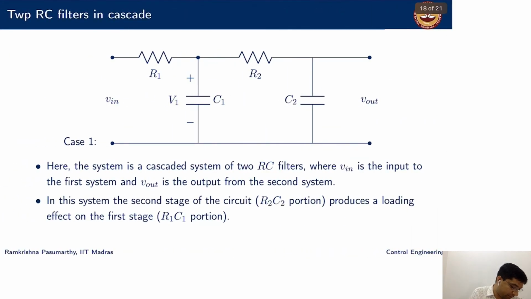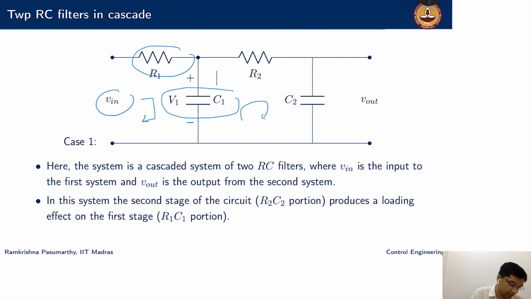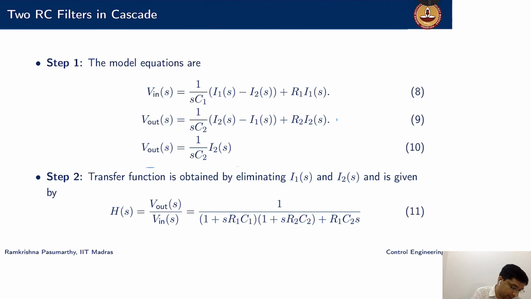So V in, I can write in the Laplacian domain. There will be some current through R1, plus V1, or the current through C1, which will just be I1 minus I2. So I1 is going in this direction and I2 is possibly going in this direction. Similarly, I can write down V out as an expression relating C1 and R2. And finally, V out is also related to C2. So I just write down these three expressions. Sorry, this should be C1 here. And then I just have these three equations.